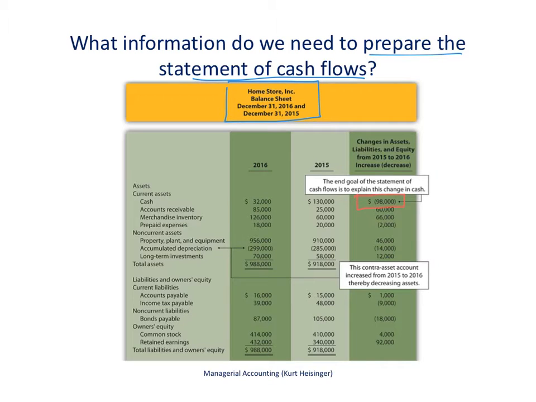And so what you see here is that in 2016, the most current year, at the end of the most current year, we have a cash balance of $32,000. We ended the year last year, which means we started the current year, with $130,000. So you can see that cash did indeed go down by $98,000. So we want to explain why that happened. And so we need this balance sheet and the information on this balance sheet to help to explain that.